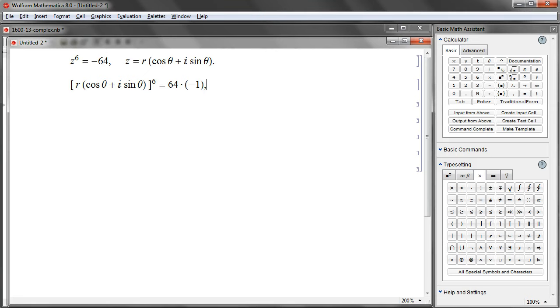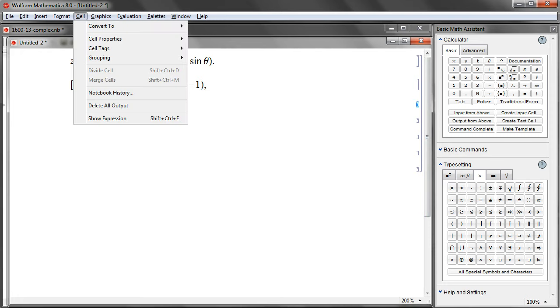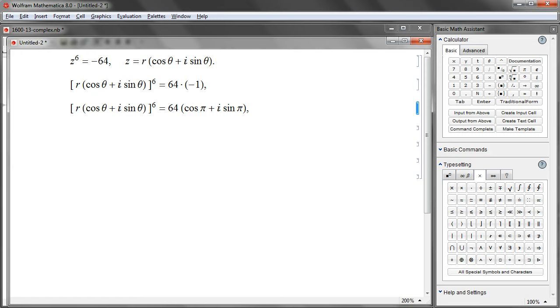Now, 64 has to be written in polar form as well. And in order to do that, I rewrote it as 64, which is the amplitude, the modulus, times -1. And we can express -1 in polar form with the angle pi, like this: cosine pi plus i sine of pi, that's -1. Now, let's apply De Moivre's theorem.